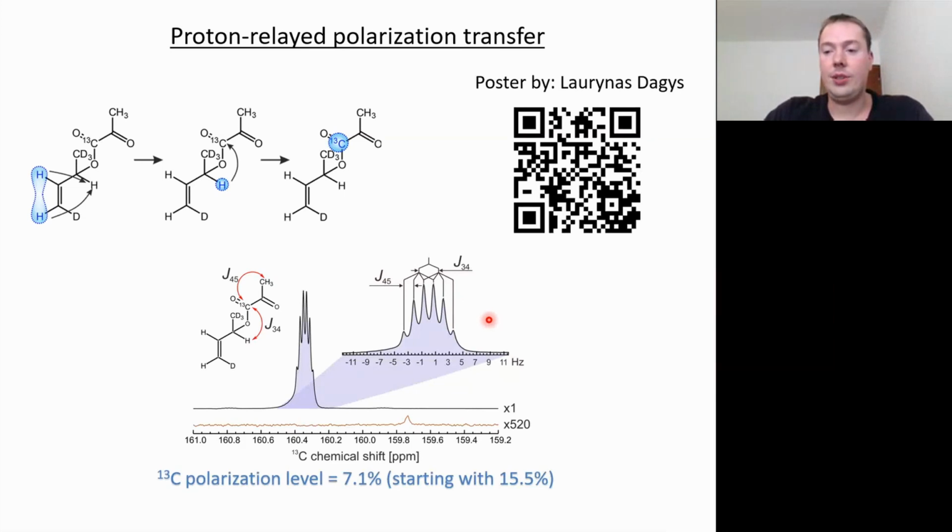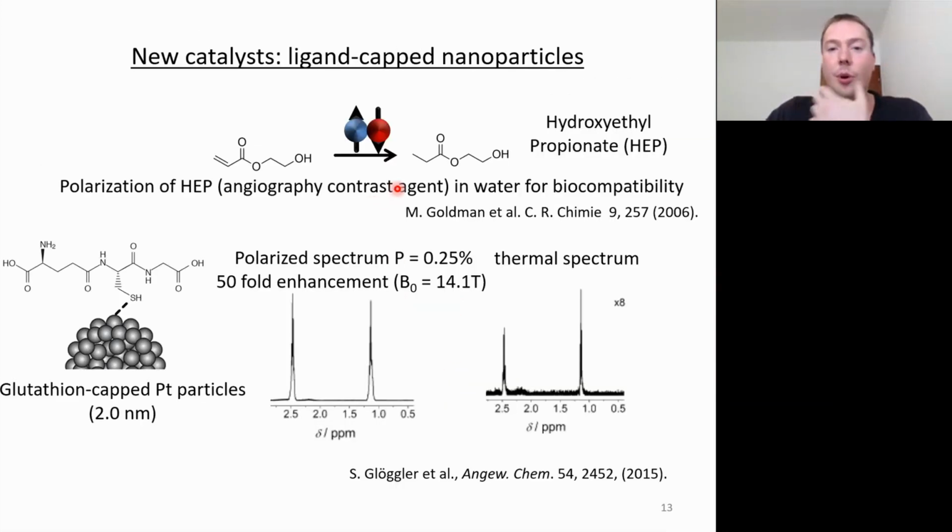Another interesting story about parahydrogen is, of course, the catalyst. For the hydrogenation reaction, you need catalysts. And this goes a little bit way back to my postdoc time, where I started to be interested in nanoparticles. I produced these nanoparticles that are soluble in water, and they have certain ligand structures on the outside. And these kinds of particles actually help us to hyperpolarize certain molecules in water.